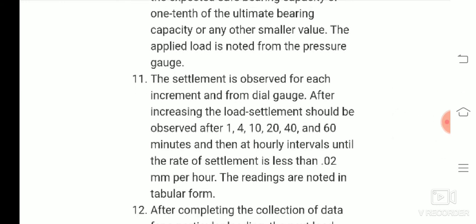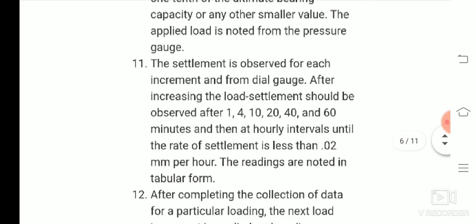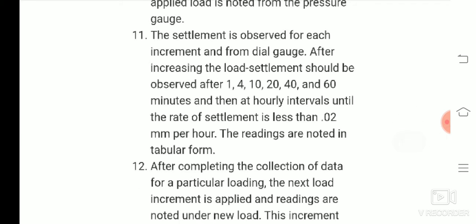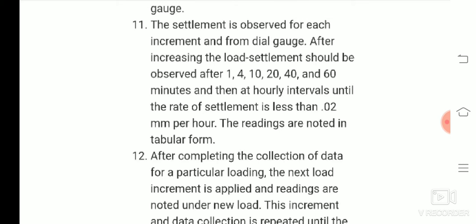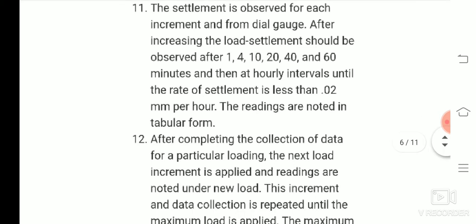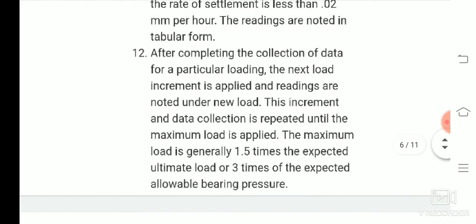The applied load will be noted from the pressure gauge. The settlement will be observed for each increment of load from the dial gauge also. After increasing the load, settlement should be observed after 1, 4, 10, 20, 40 and 60 minutes, and after that at an hourly interval until the rate of settlement reduces to 0.02 mm per hour or less. The readings will be noted in a tabular form.